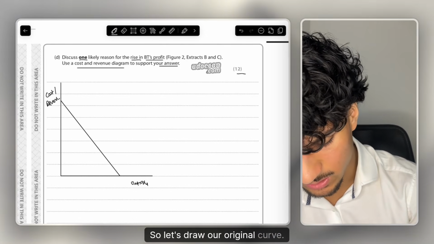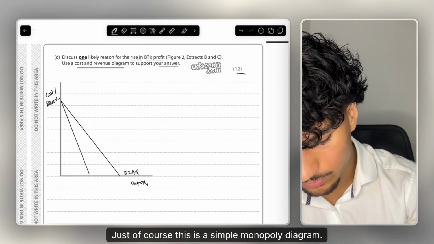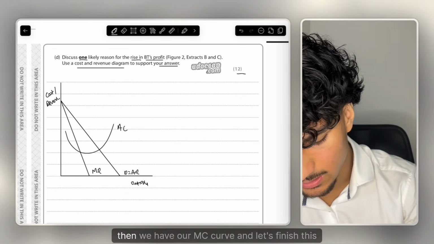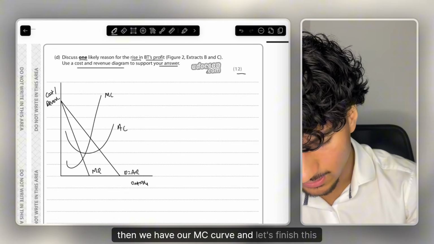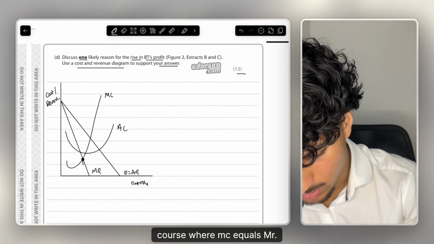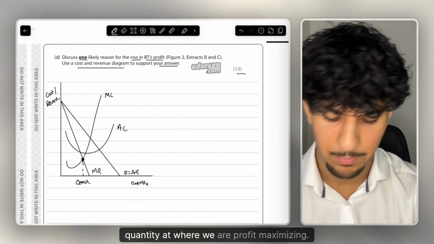So let's draw our original curve. So D equals AR. Of course, this is a simple monopoly diagram, nothing different, no added details. So AC, then we have our MC curve, and let's finish this off with the profit maximization point, of course, where MC equals MR. Then we go down from there to find our Q max, the quantity where we are profit maximizing.